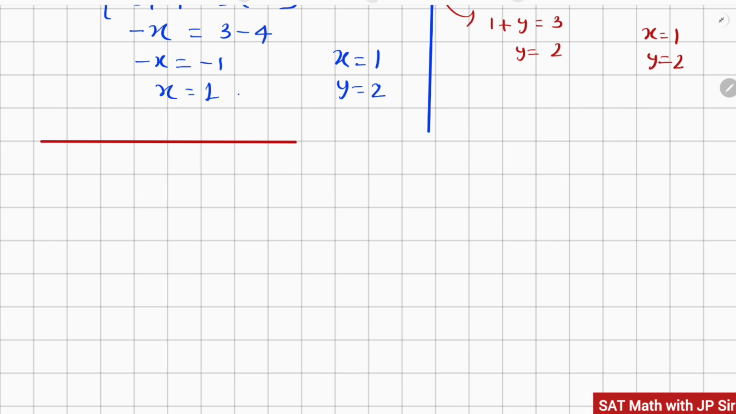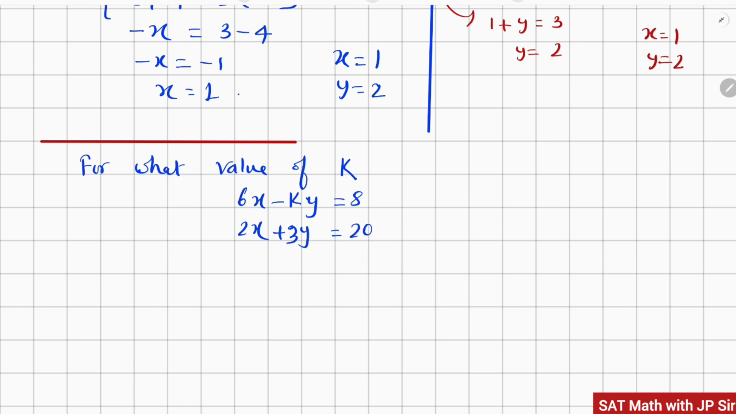Sometimes you may have questions like, for what value of k: 6x minus ky equals 8, and the second equation is 3x plus 3y equals 20. For what value of k does this pair of equations have a unique solution?